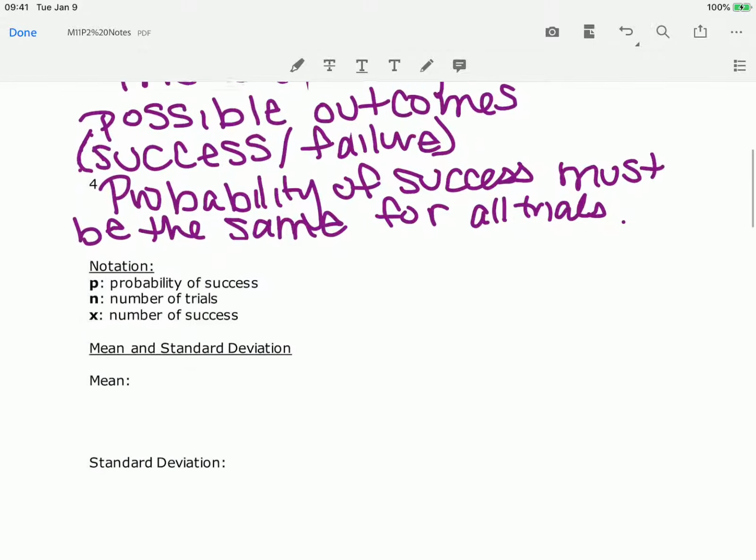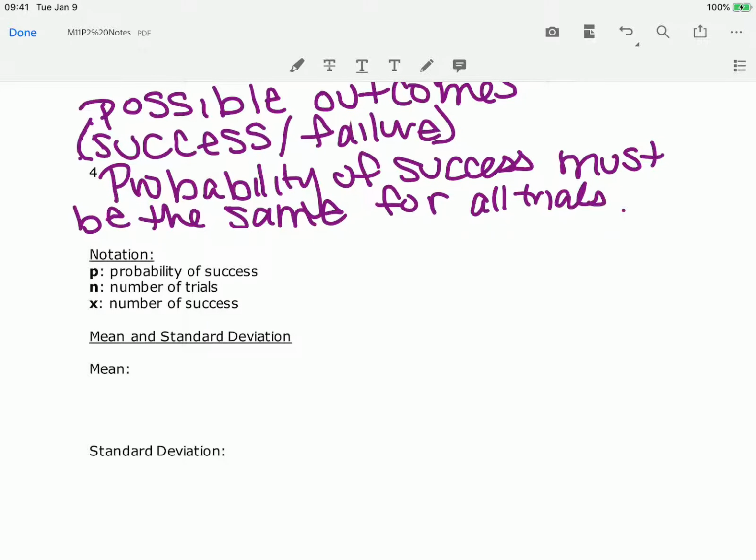Okay? So some notation that you're going to need to know for this section: a lowercase p stands for the probability of success. So if we're drawing an ace from a deck of cards, the probability of success would be 4 out of 52, and then you would convert that into a decimal. N is the number of trials, so the number of times you're going to draw a card from a deck of cards. And X is equal to the number of successes. So when you drew the card from a deck of cards, how many times did you get an ace?